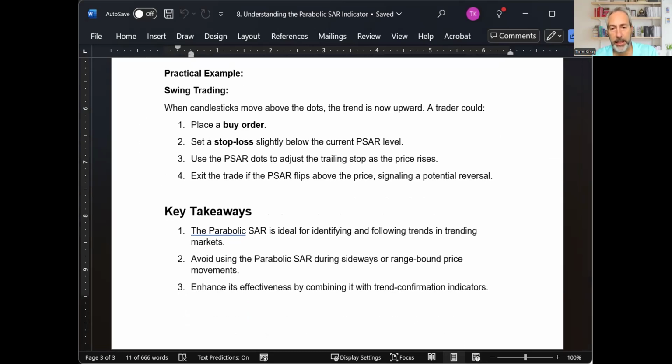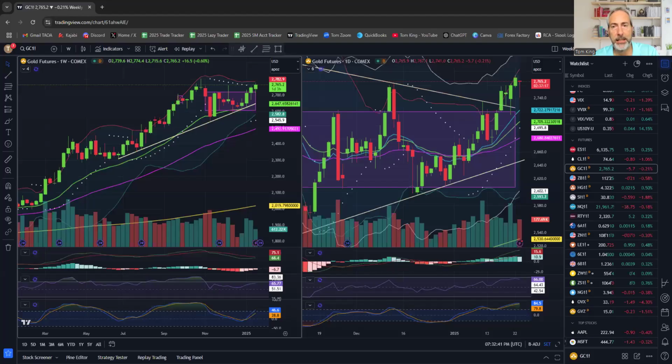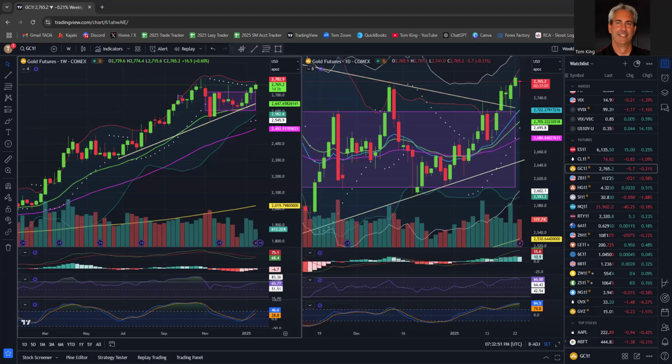Hopefully this was helpful for you. Let's look at some real life examples of this and maybe try to identify some potential trades out there. So let's look at some trades. Make sure you're seeing my charts. Let me get off the screen because you don't need to see me anymore.